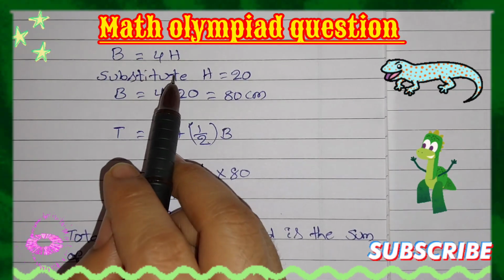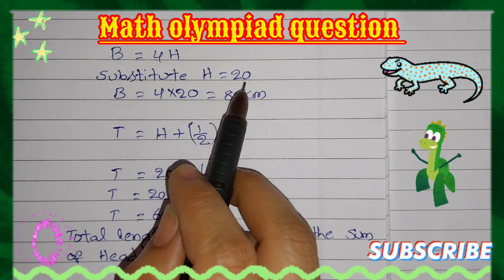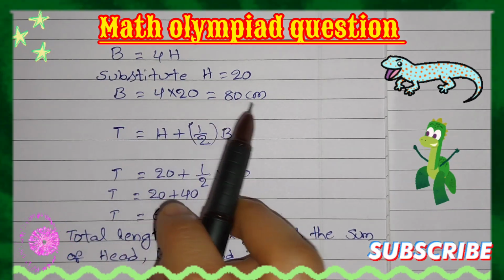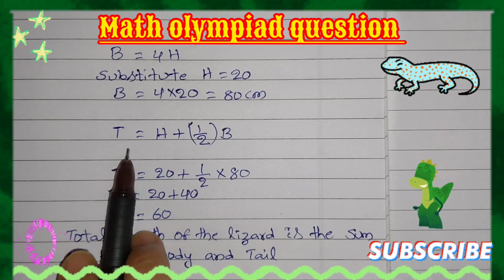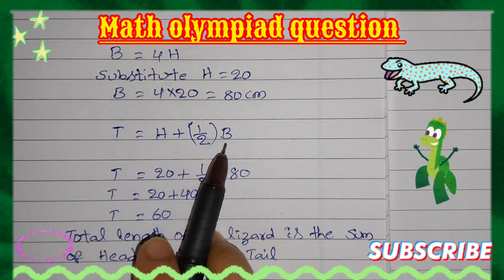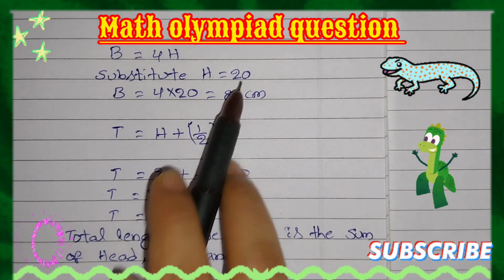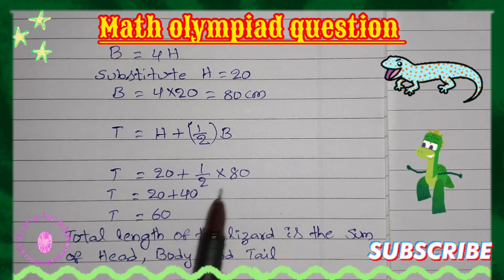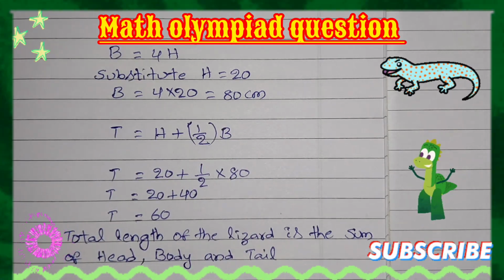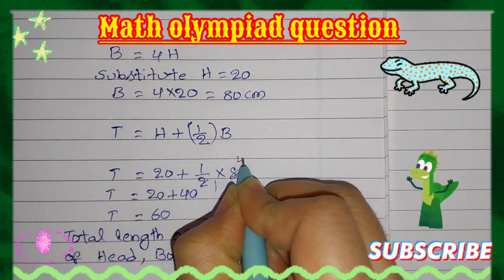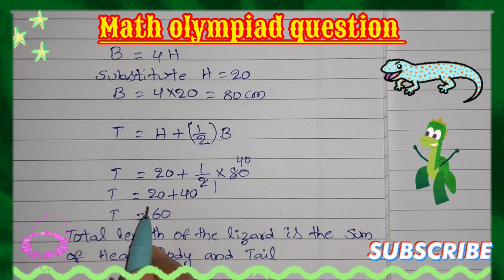Substitute h equals 20. b equals 4 multiplied by 20 equals 80 centimeters. We know that tail t equals h plus half of the body. So we know the head value and body value. t equals 20 plus 1 by 2 of 80. 2 ones are 2, 2 fours are 40, so 80. So tail t equals 20 plus 40.